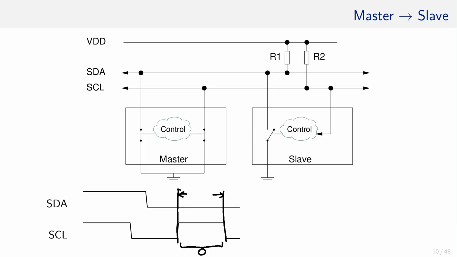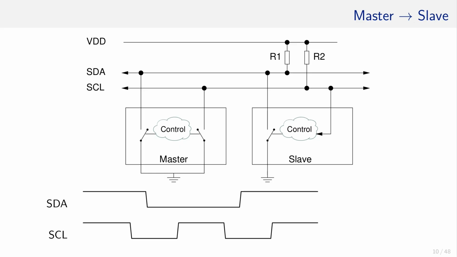To send A1 from the master to the slave, the master has to pull down first SCL to be allowed to change the data on the SDA wire. Then the master can let go of SDA to put it into a high state, that is, writing A1 to SDA.